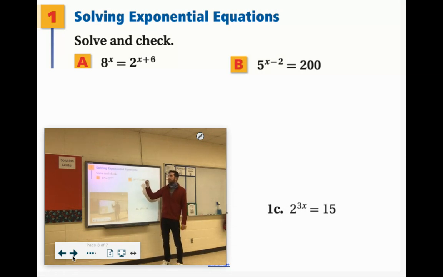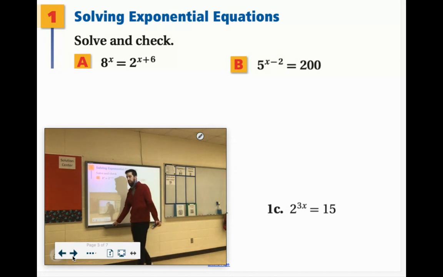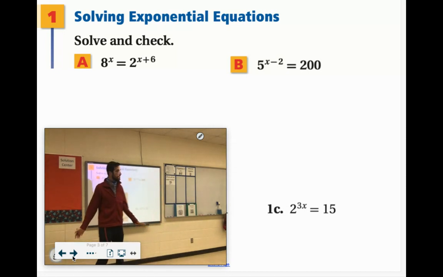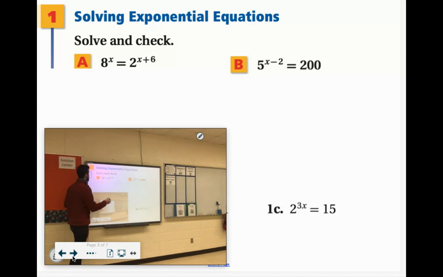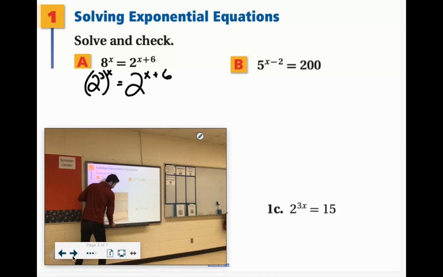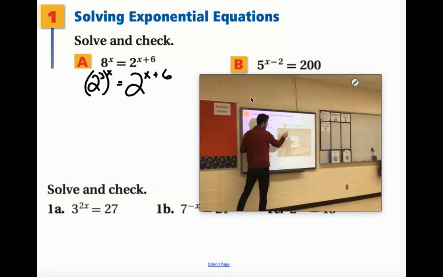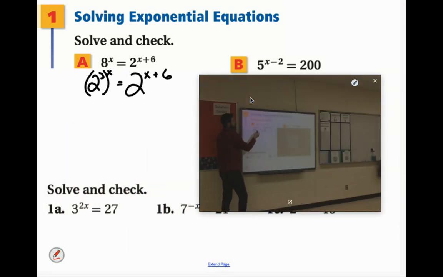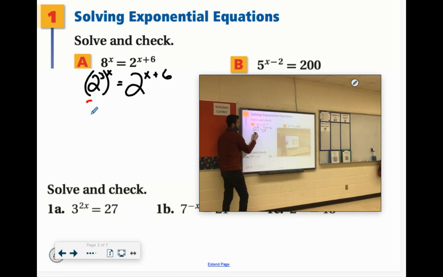So 8 to the x equals 2 to the x plus 6. Now we can get these to the same base because 8 is 2 to the third power. So if we kind of rewrite that, 2 to the third to the x equals 2 to the x plus 6. Now when you raise a power to a power, remember you multiply them. So 3 times x would be 3x.